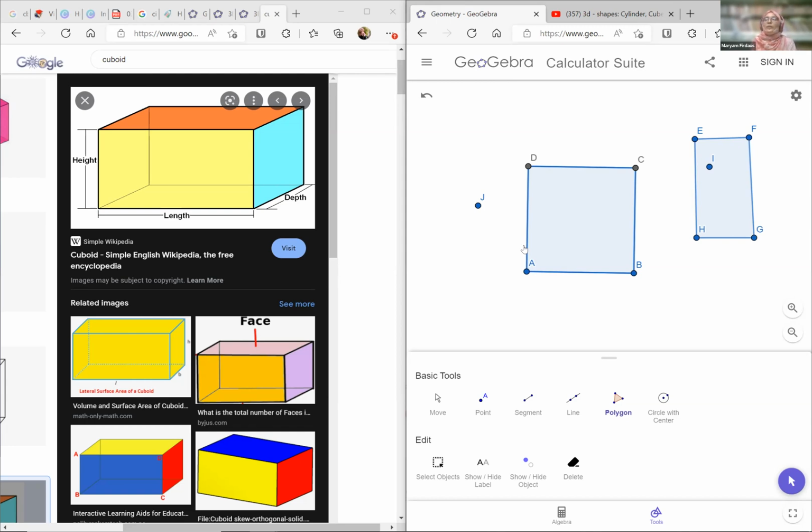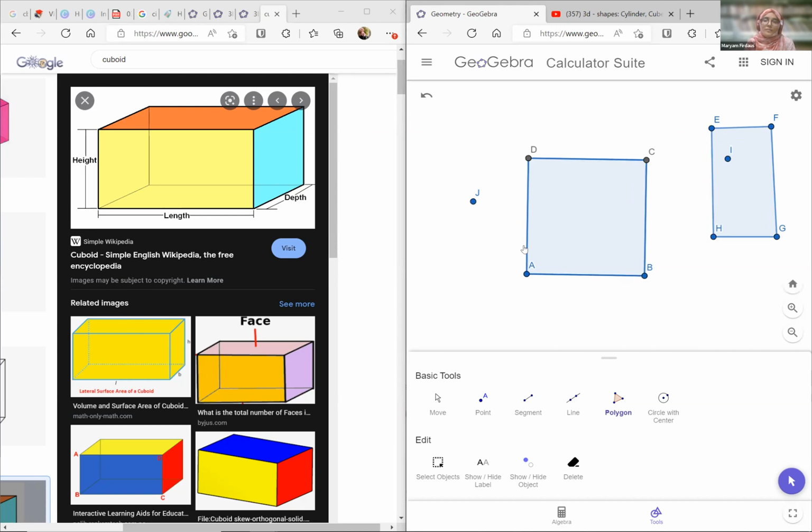Now take a look around you and name something that you can see which is cuboid in shape. Name something that is cuboid in shape.